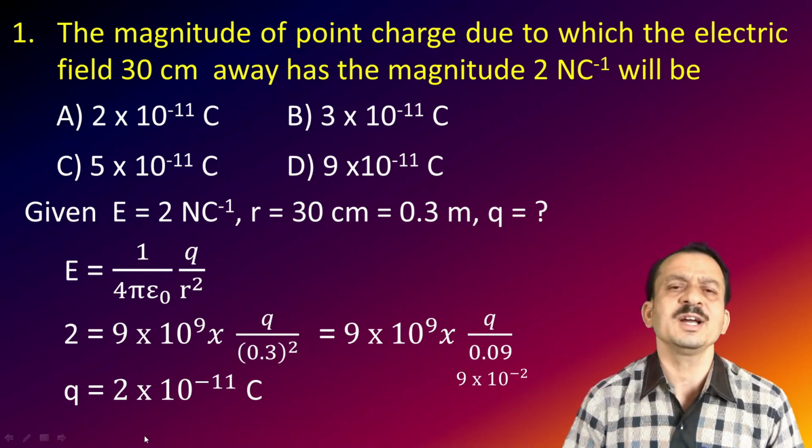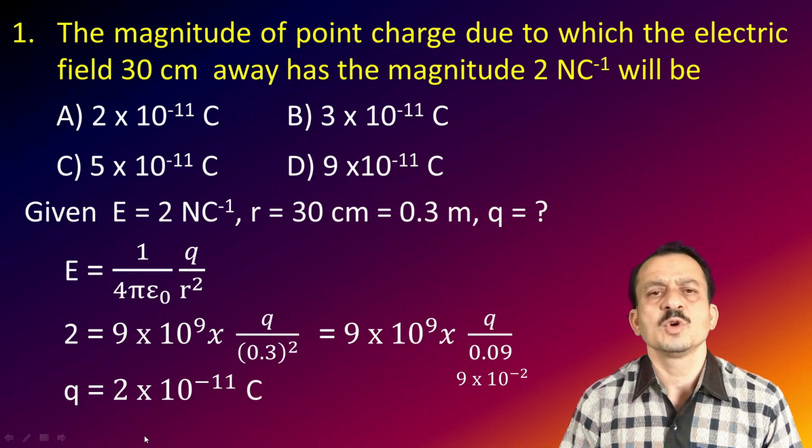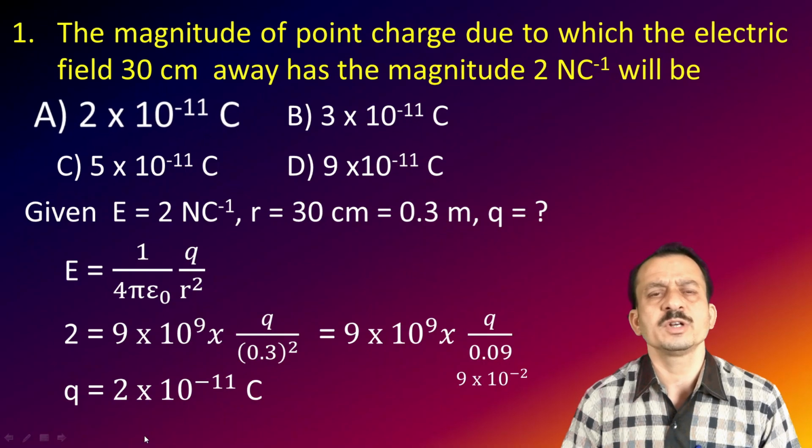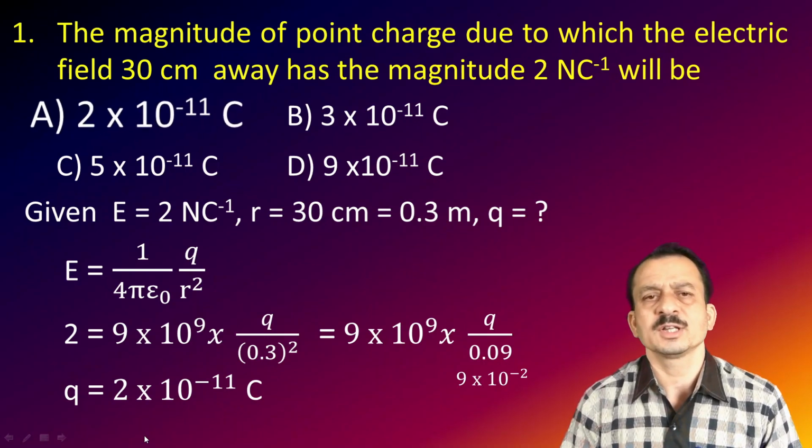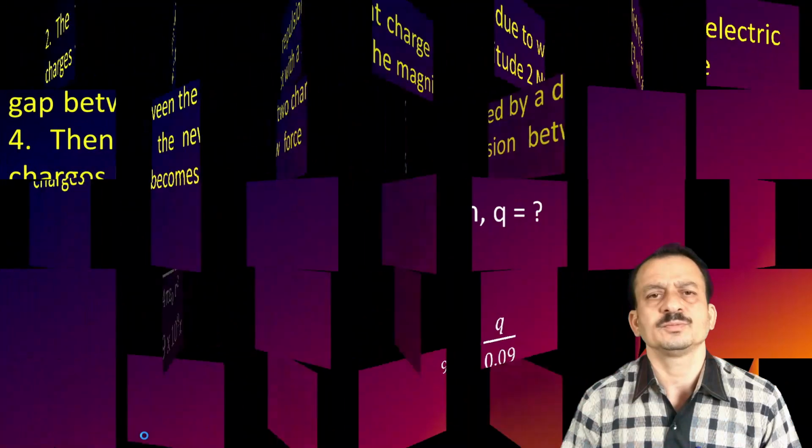Like this we are solving the problems. So move on to the next problem. The answer is A, 2 into 10 to the power of minus 11 coulomb. Let me move on to the second problem.